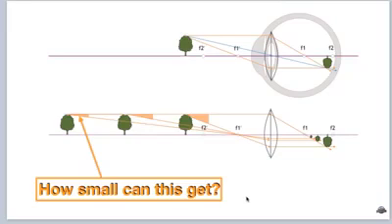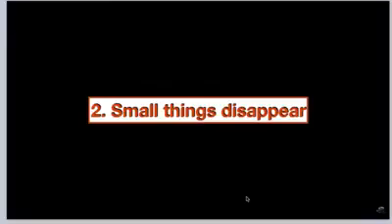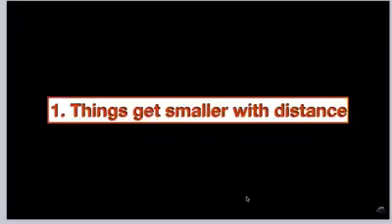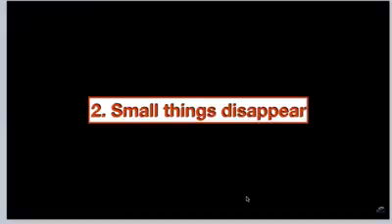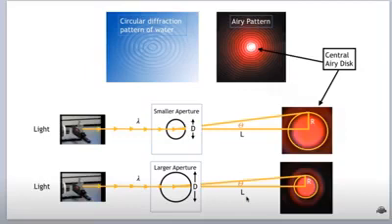So far so good? Excellent. Okay. So that's the first point, is things get smaller with distance, and I think that's pretty apparent. No one's going to argue that too much. So the second part is small things do disappear. And so this gets into something called the angular resolution limit or the diffraction limit.